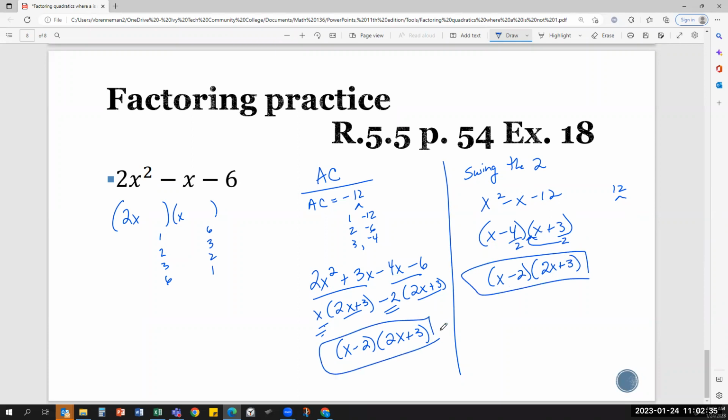So hopefully you can be confident with at least one of those methods to do factoring when a is not 1.